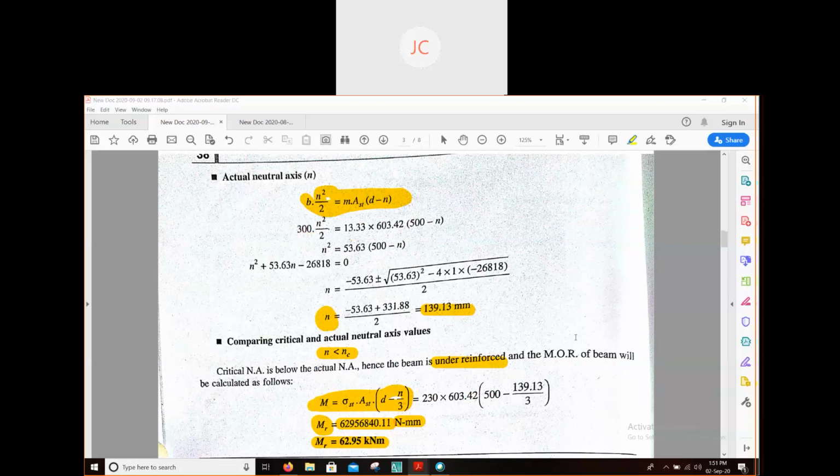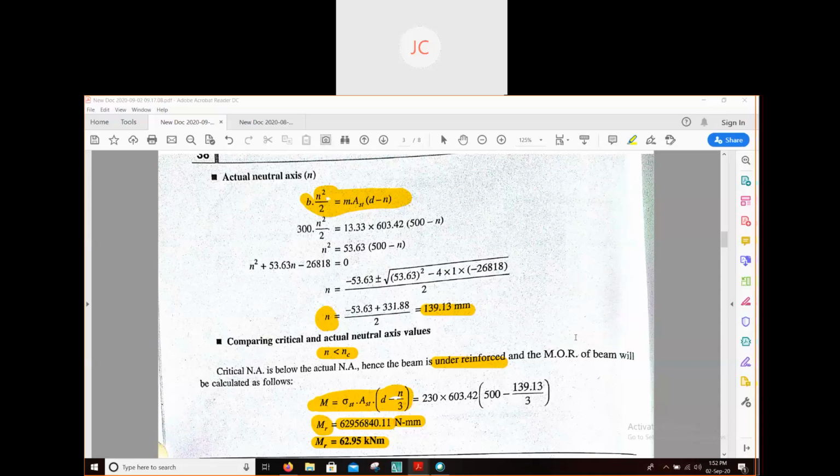Okay, so Arif Khan asked, do we need to learn the values of table 21 and 22? No, no need to learn the values, because in the exam also you can use the IS code. No need to remember the values, but you have to know how to use this table to find out sigma st, sigma cbc and other values. In the exam you can use the IS code also.